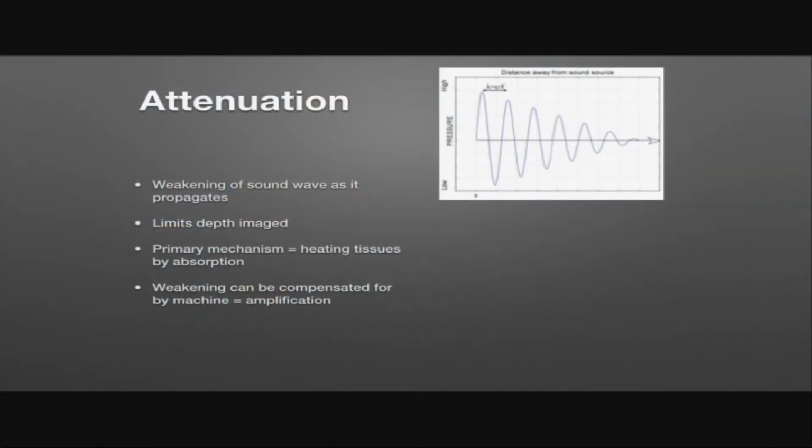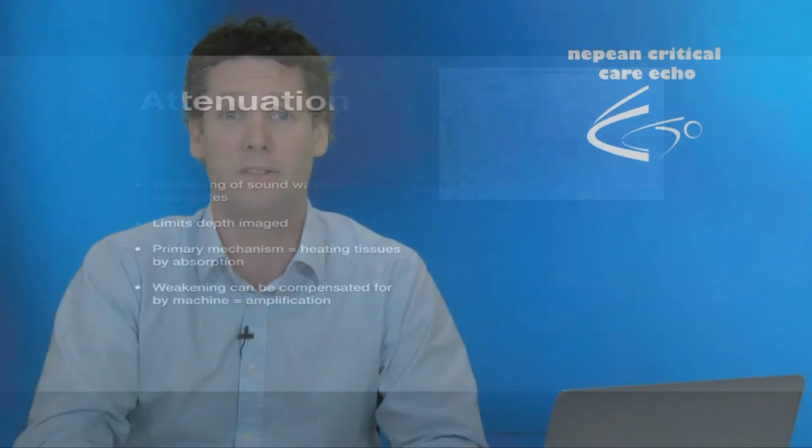So we can compensate a little bit for this with the machine. If you're getting weakening of the sound wave as it travels through the tissue, it's then going to be reflected and picked up back by the transducer. It's going to be weaker, and what the transducer can do is just amplify that to try and compensate for some of the attenuation. And this is where the gain button comes in on your ultrasound machine, where as well as the amplification that is made by the transducer, we can also just try and amplify it up by simply increasing the brightness of the image, for example.